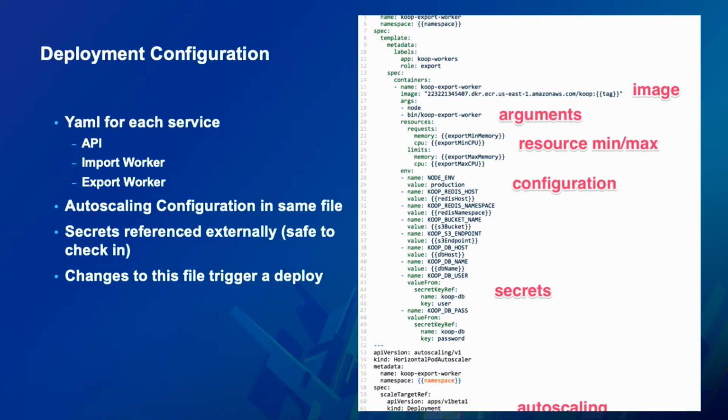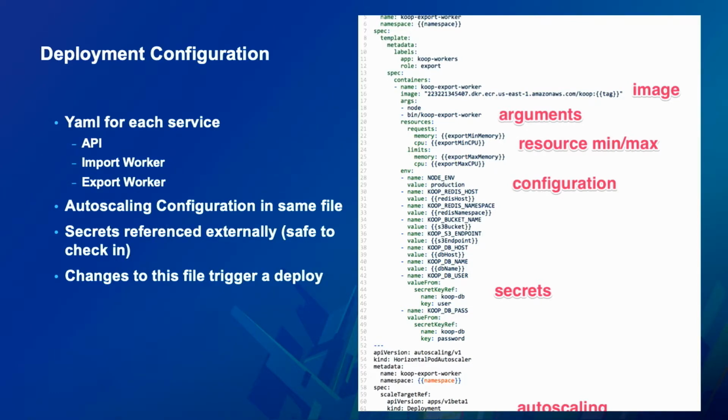Kubernetes uses, as I mentioned, YAMLs. YAML stands for yet another markup language. It's just keys and values. You can have lists and things like that. It's like JSON, but without all the curly braces. And so we have one for each deployment, I should say. Service is actually kind of incorrect.